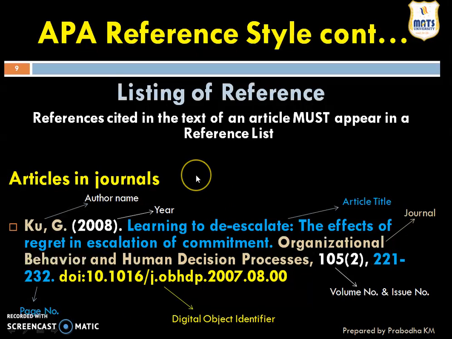So the next part is listing of references. How we have to list the reference at the end of our scientific article. If it is an article taken from any journal, we have to list all this information in a very compact way. Here is an example, you can see.